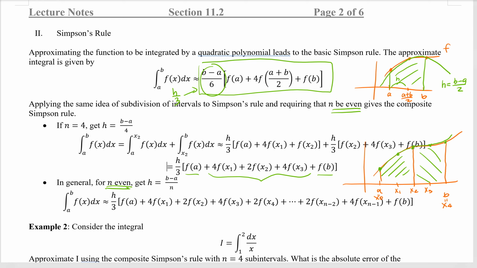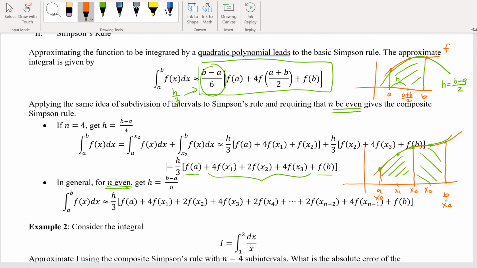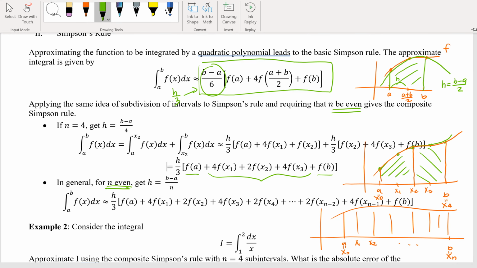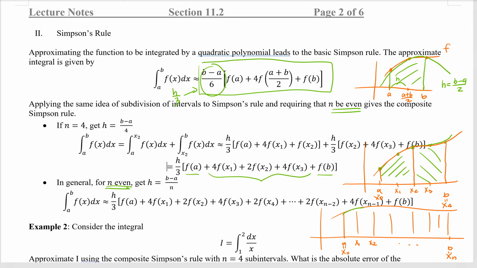Okay, so let's draw a picture here. Let's say A is here, B is here, and we're gonna divide it into n intervals. That's x0, x1, x2, dot dot dot. This is xn, right? So it must be even because we need 3 points to generate a quadratic polynomial. Okay, so it must be even.